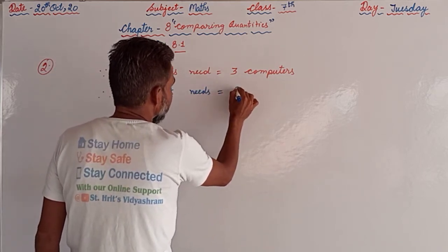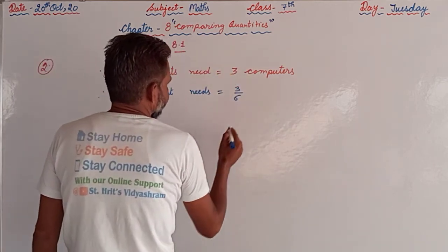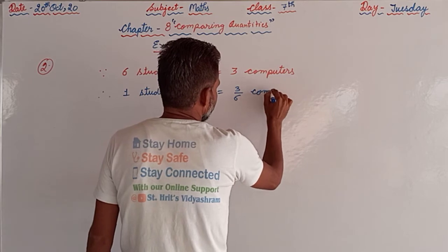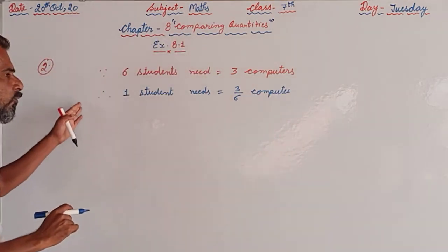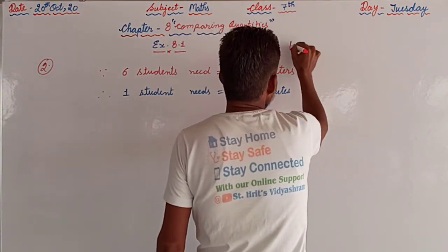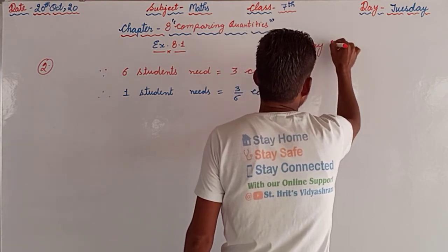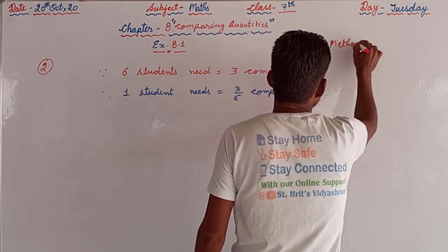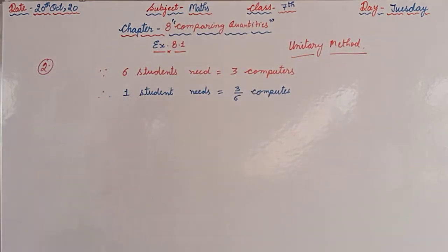One student needs 3 upon 6 computers, this upon this. First of all we are supposed to find for one, that's why this method is known as unitary method. Unit means 1. First of all we are supposed to calculate for 1, and for 1 that is always less, for that we have to divide.